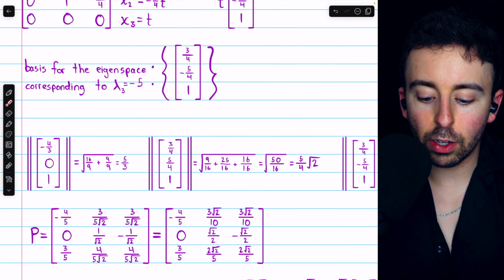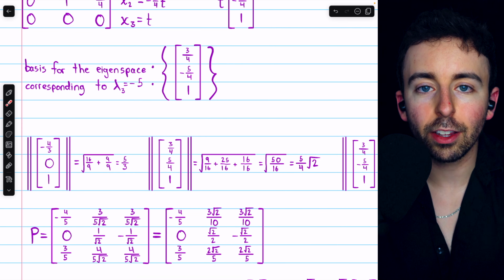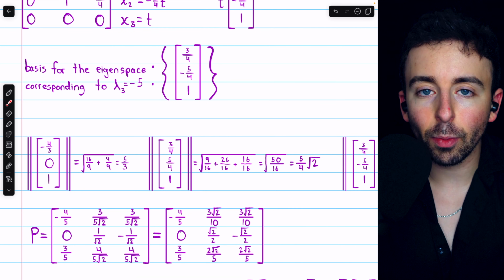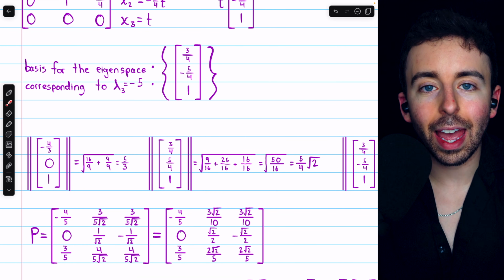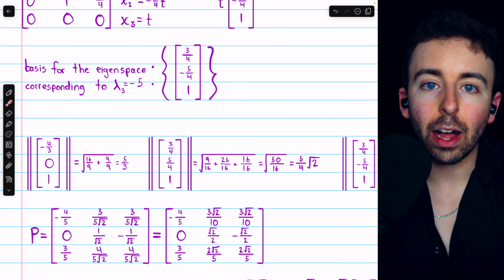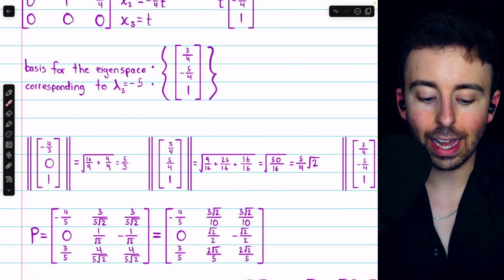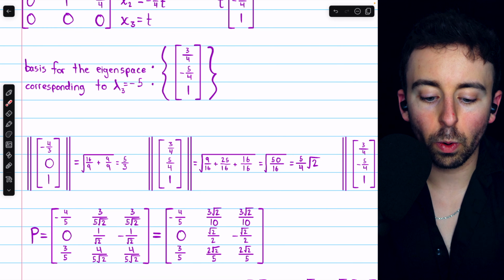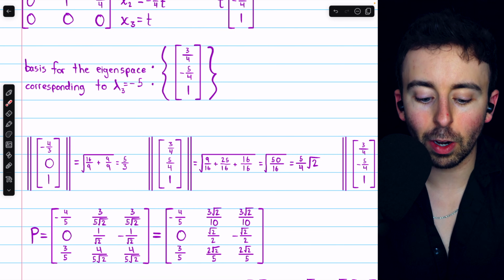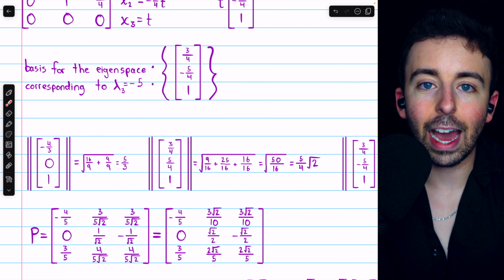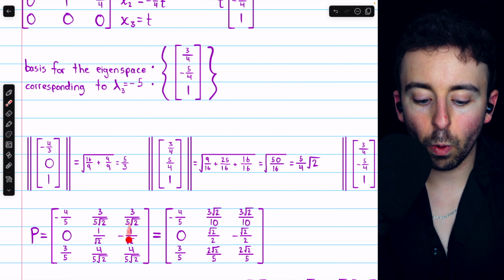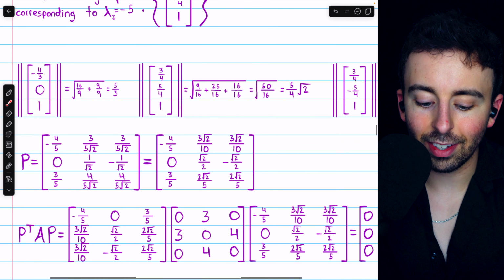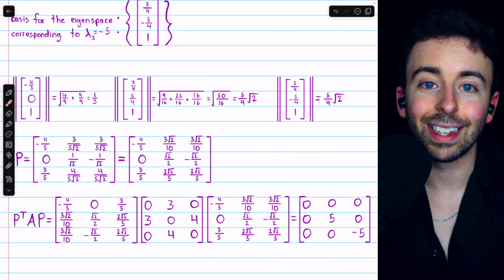Now, once we take this matrix P and compute P transpose AP, what matrix should we get? It should be a diagonal matrix with the eigenvalues of A on the diagonal. The eigenvalues will follow the order of the eigenvectors used to construct P. So this first eigenvector corresponded to the eigenvalue of 0, the second corresponded to the eigenvalue 5, and the third corresponded to the eigenvalue -5. And so that's the order in which we see the eigenvalues appear once we diagonalize.